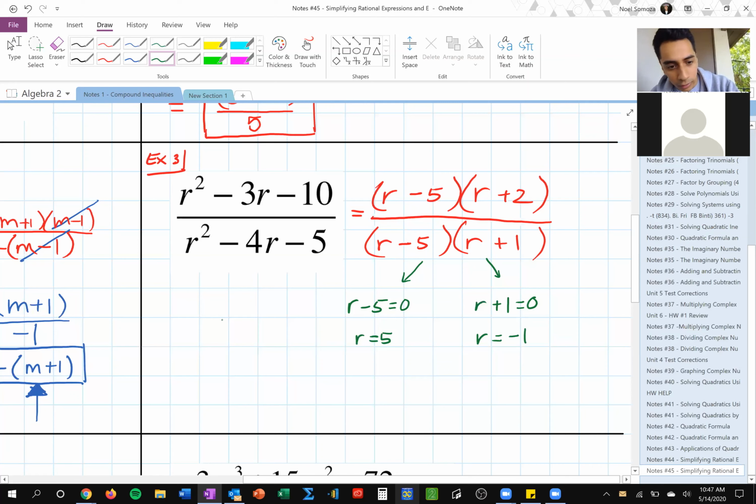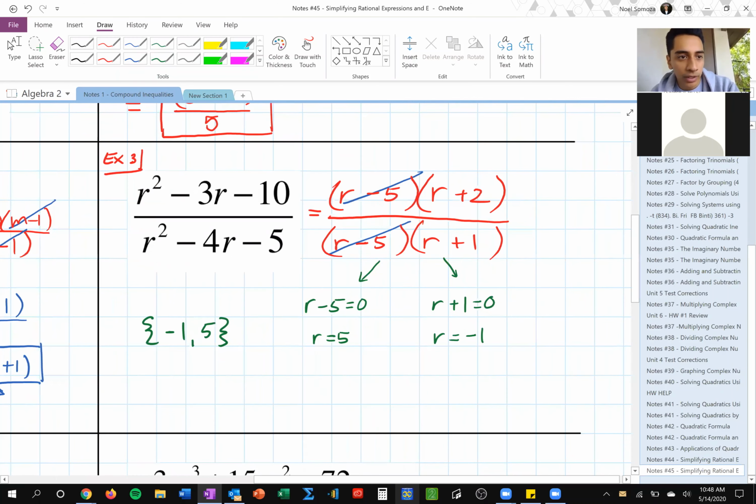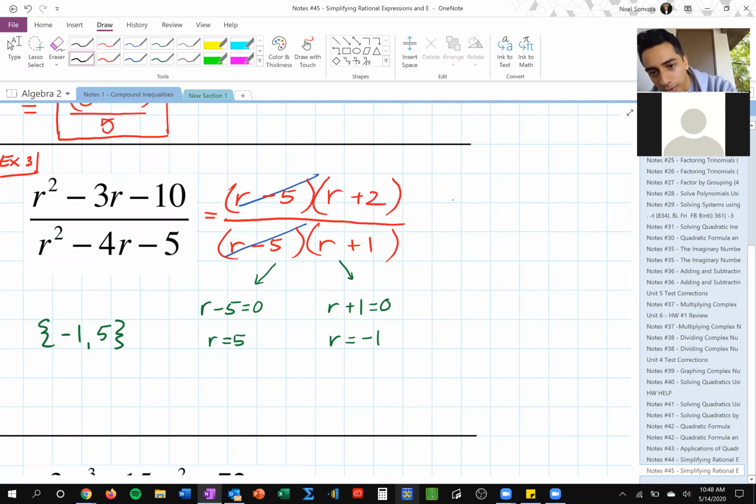Okay, so here you have excluded values. You have two of them: negative 1 and 5. So you want to list both inside of a set of curly brackets. So you found your excluded values. That's why it's important to factor first, find the excluded values, and then you can continue with the rest of your simplification. So you can see here that the factor that would be eliminated would be r minus 5, right? So then your final expression there would be simply r plus 2 all over r plus 1.